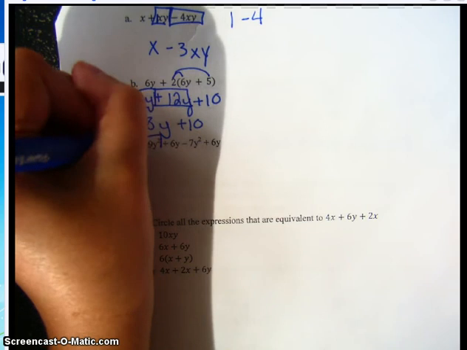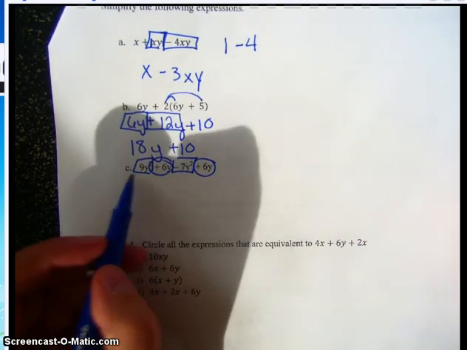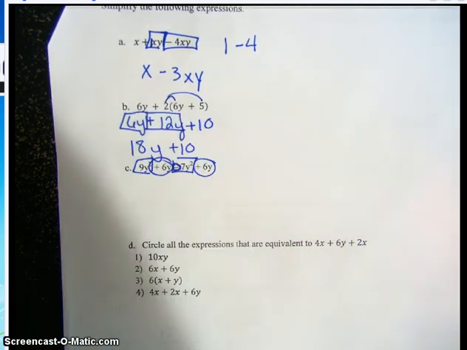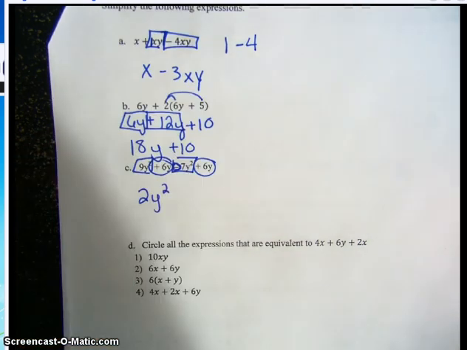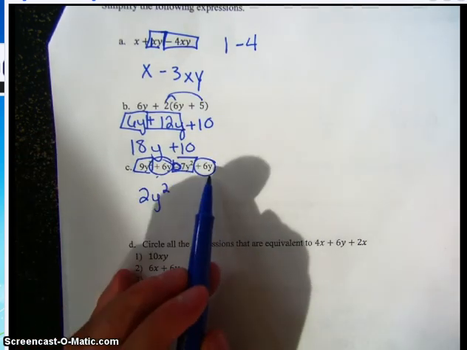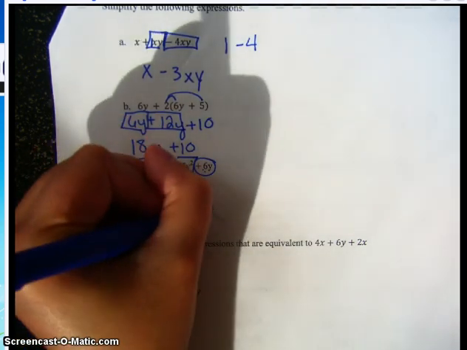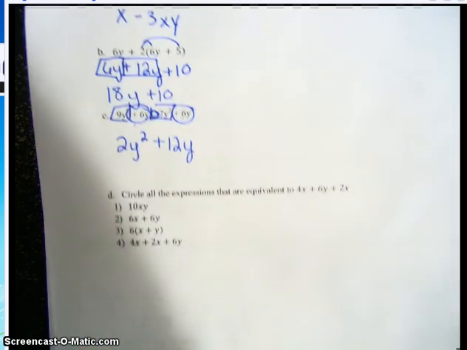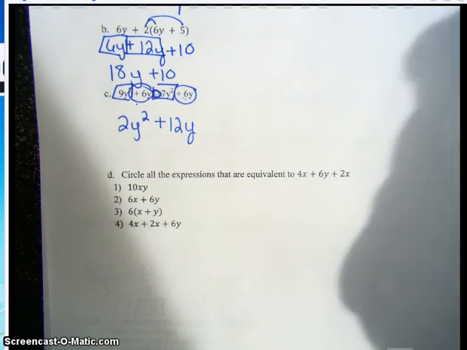Okay, let's talk about C. So I have some like terms here, and some like terms here and here. Let's start with the squareds. 9y squared, negative 7y squared. I'm going to subtract those because of this subtraction sign. It's in front of the second one. So 9 minus 7 is 2y squared. Here, I'm going to add these y's because this is a plus in front of the 6 on the last one, so that should be 12y. These are not like terms because this has an exponent, this doesn't. I'm done. Okay, D. Circle all the expressions that are equivalent to 4x plus 6y minus 2x.